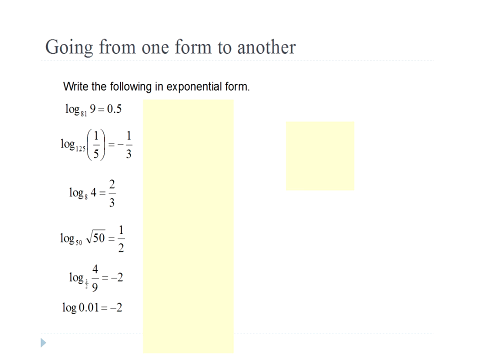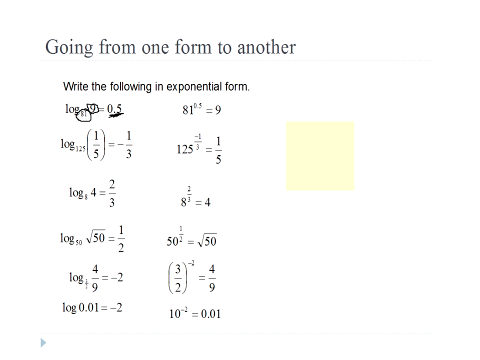Now, of course, we'll need to practice going the other way. So log to base 81 of 9 equals 0.5. That's a logarithmic equation. That's the same thing as 81 to the 0.5 equals 9. And so you can see here, this is your base, log solve for your exponent, and there's your argument. So the next one here is 125 to the negative 1/3 equals 1/5, and etc. And again, the last one here is the base is 10, the exponent is negative 2, and so it's 10 to the negative 2 equals 0.01. So in general here, log to base b of a equals c can be rewritten in the exponential form as b to the c equals a.